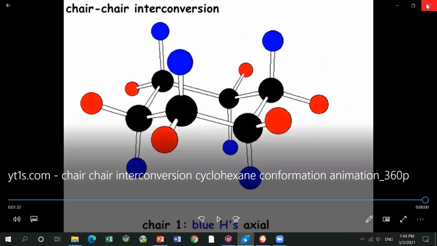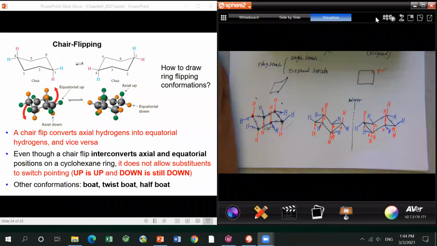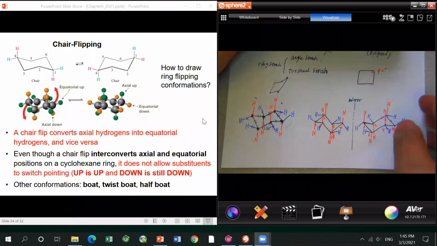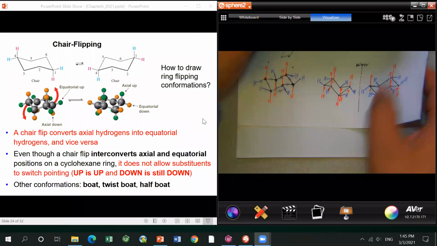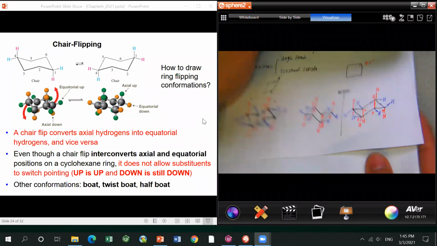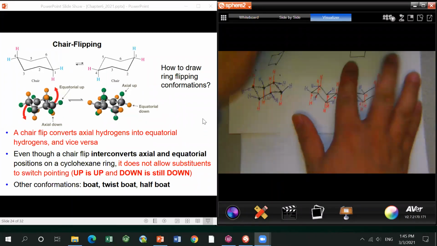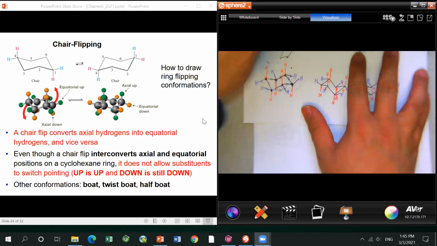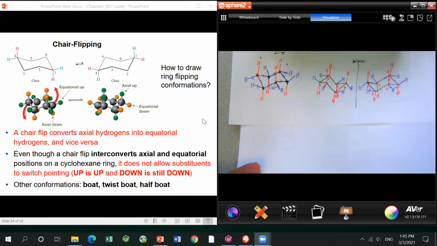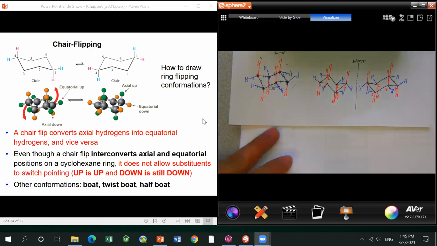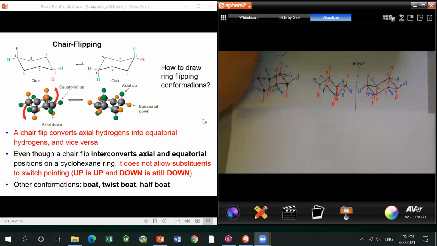All right, for you guys, let's put this page away. In addition to the chair conformation, cyclohexane also has some other conformations. One we call the boat, another is called the twist boat, and the last one is the half chair.